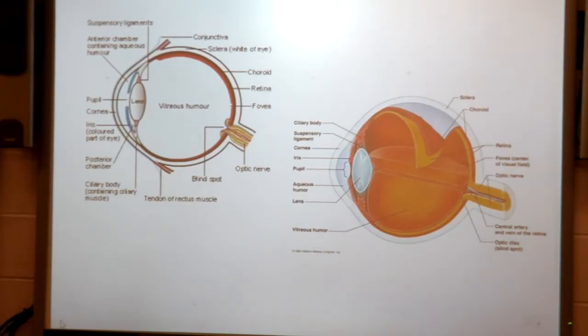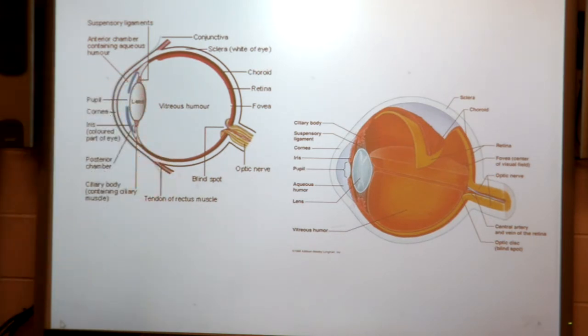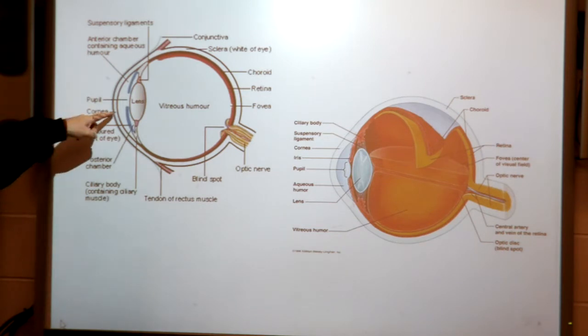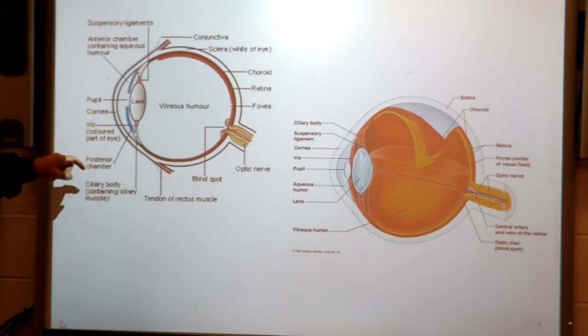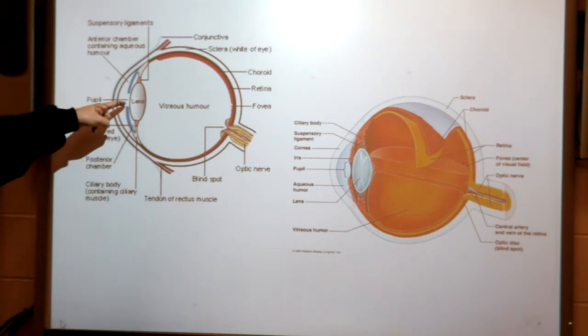Okay, so this is to look at the microscopy of the eye and knowing what the path of light is. You'll notice that over here on the left we have a cutout of the eye. The light first has to hit the cornea. Then it makes its way through the pupil and then the lens.